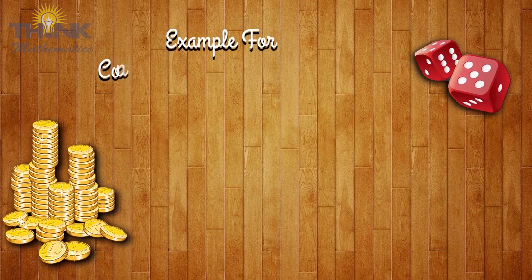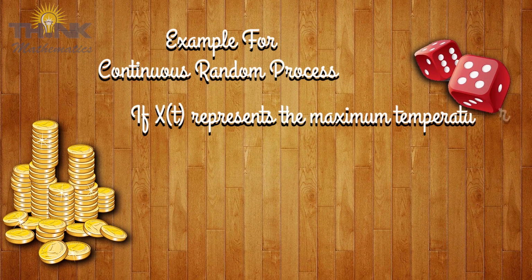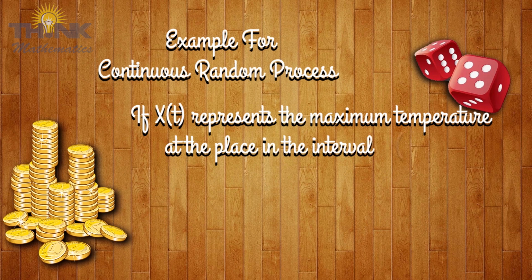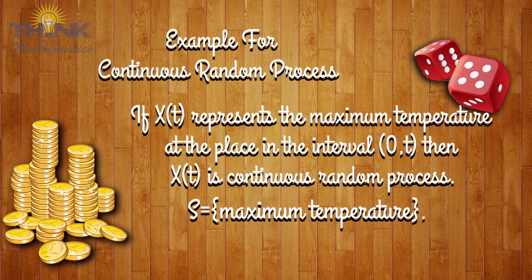Now an example for continuous random process. Consider X(t) denotes the maximum temperature at a place in the interval (0, t). It's clear S is the maximum temperature function, it is continuous, and t is the time interval (0, t), so it is also continuous. S and t are continuous, so the above is an example for continuous random process.